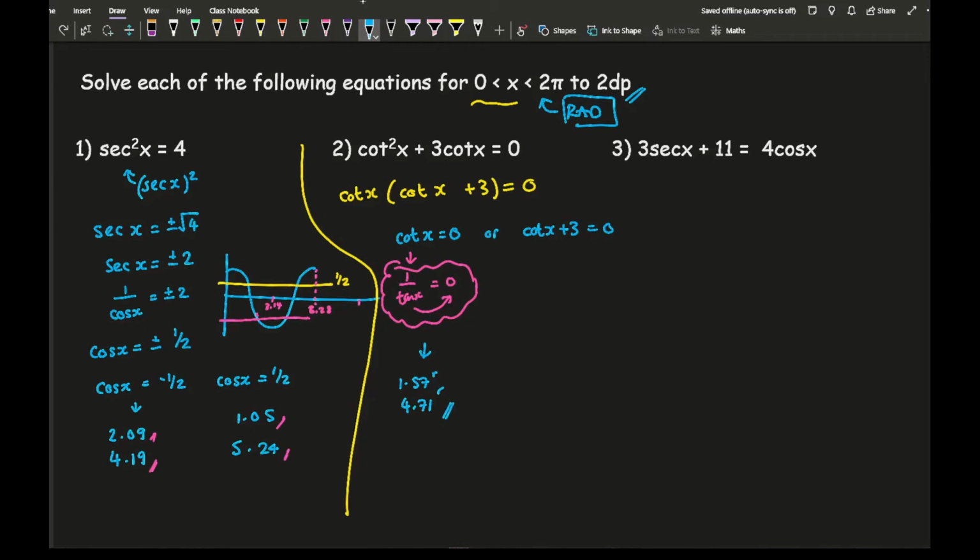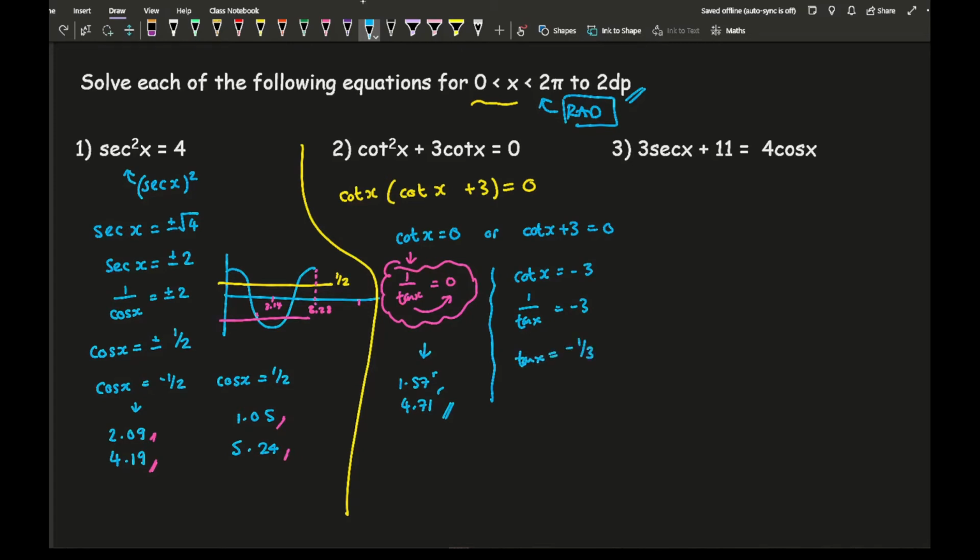Now, in terms of units, you don't need to write degrees. You don't even need to write the R. Just the actual values would be absolutely fine as long as you're giving it to the correct rounding that they are wanting. Now, for the second set of values, this one's a little bit more similar to what we did previously. So I've got cot x equals minus 3. So I've got 1 over tan x equals minus 3. So then I've got tan x equals minus a third.